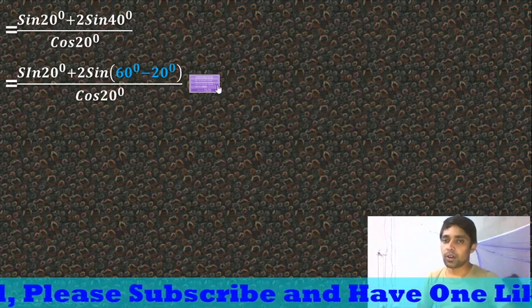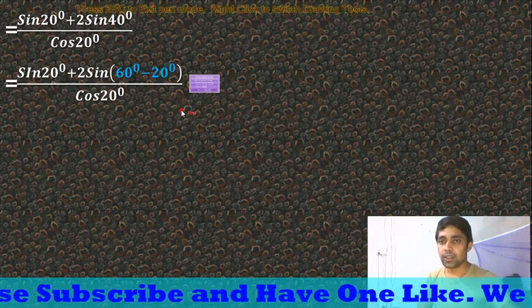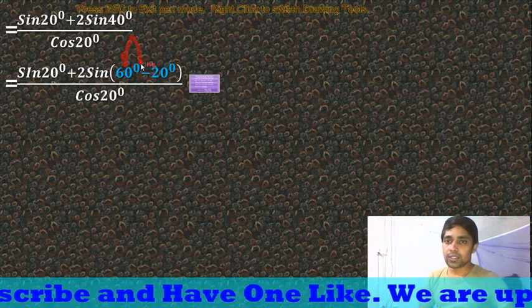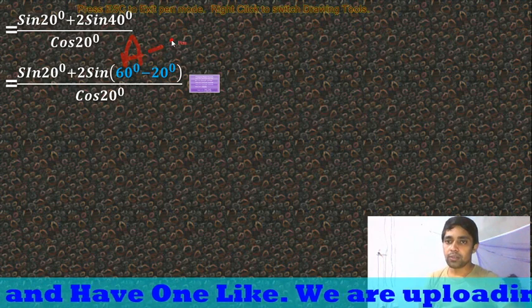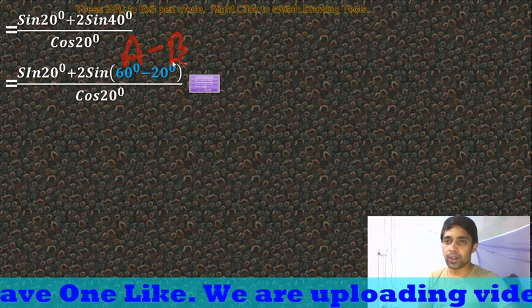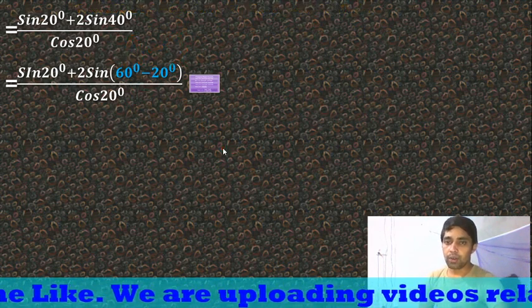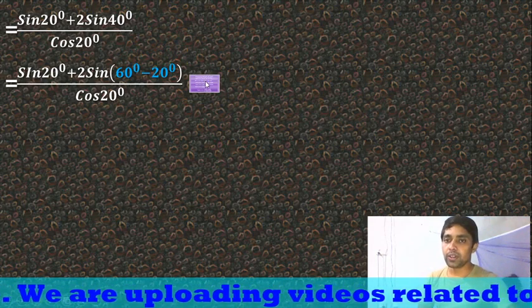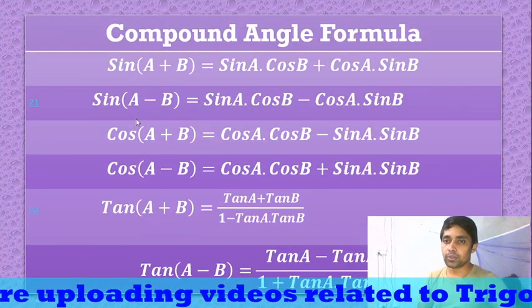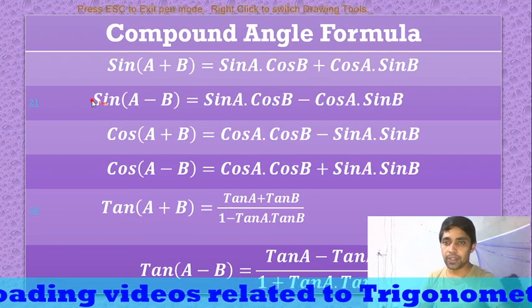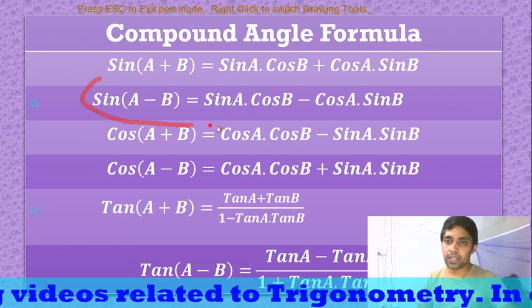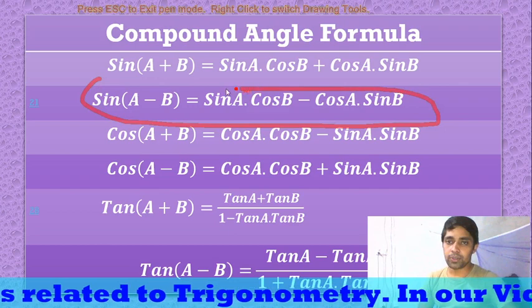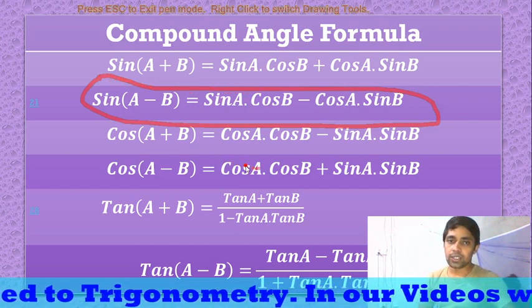So we have this formula, sine a minus b. This is in the form of the formula sine a minus b. We are getting the format of sine a minus b, and we'll apply this formula and substitute the values. This is the formula we are going to use here: sine a minus b equals sine a dot cos b minus cos a dot sine b.